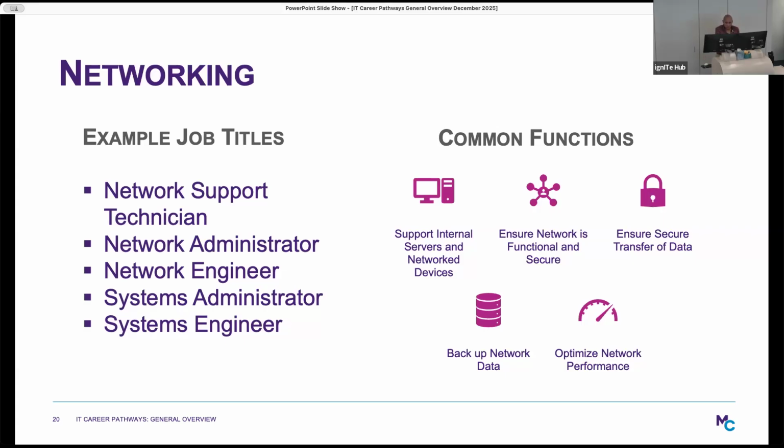Again, I've done a little bit of this. I never was a network engineer, but I was an administrator, an SA, and I guess I was a network support technician at some point. Again, some of these are, and the other part is for smaller companies, you're going to be wearing more than one hat, okay?